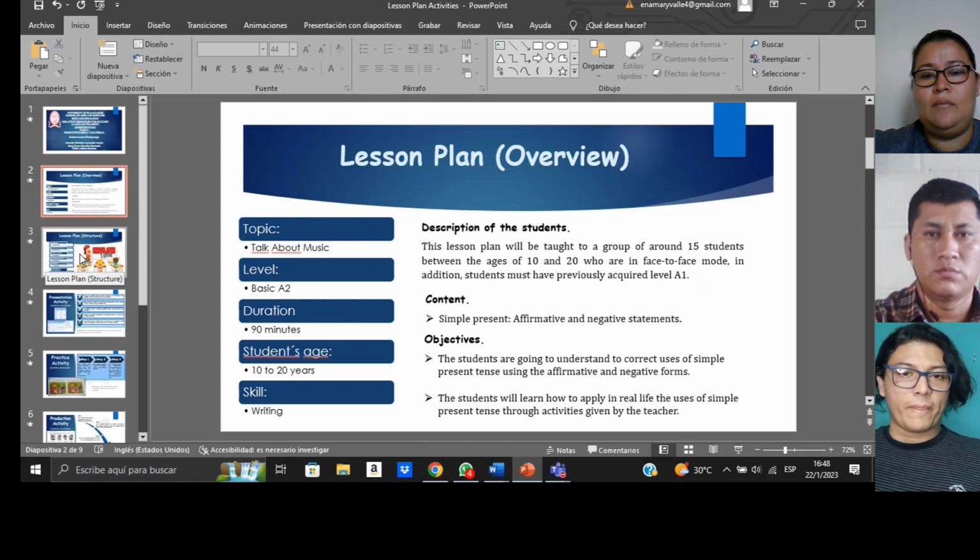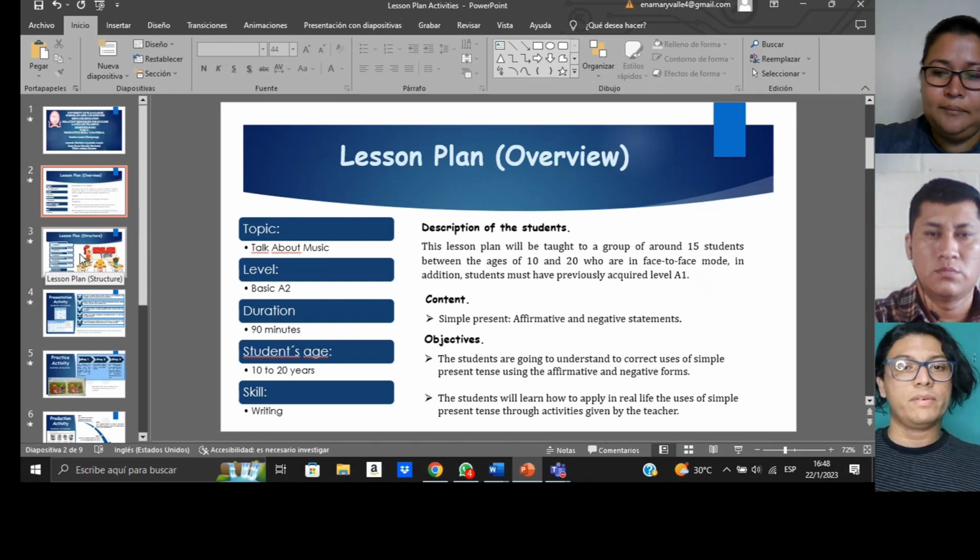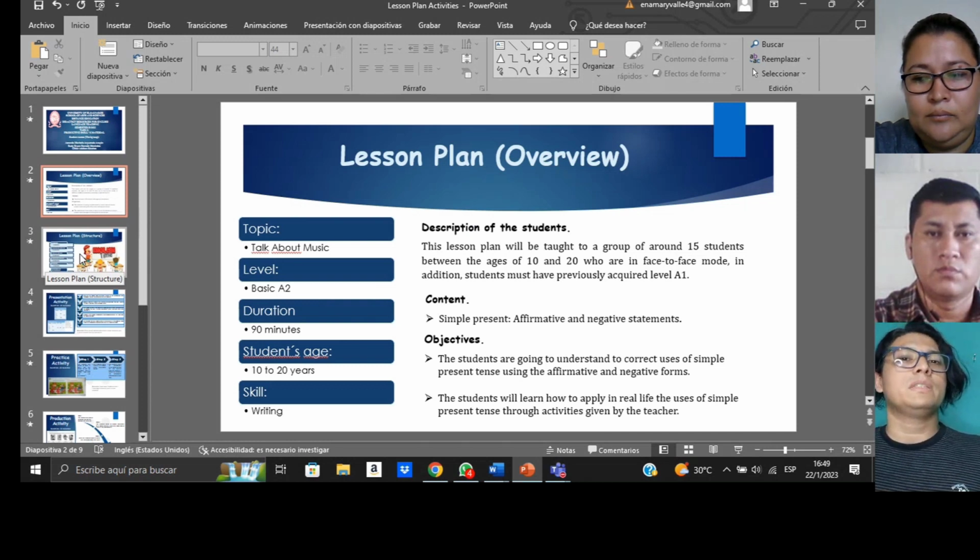Objective for the lesson. At the end of the lesson plan, the students are going to understand the correct use of simple present tense using the affirmative and negative form. The students will learn how to apply in real life the uses of simple present tense through activities given by the teacher. The content is the simple present, affirmative and negative statements.